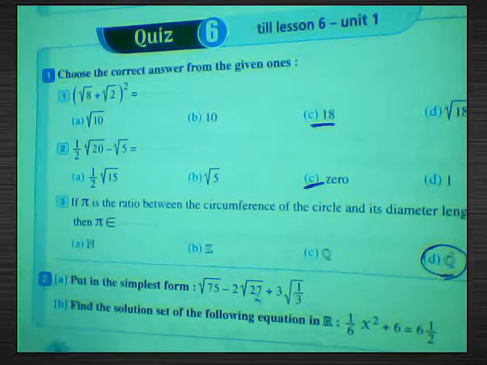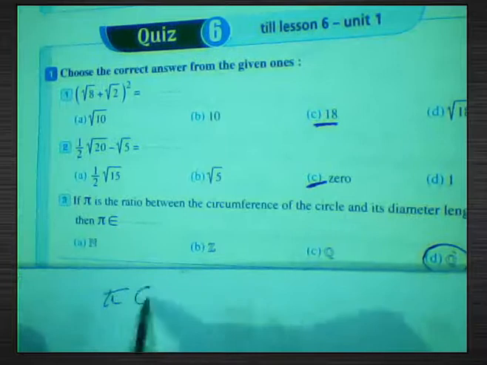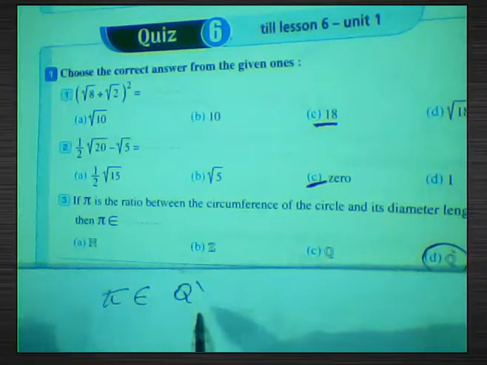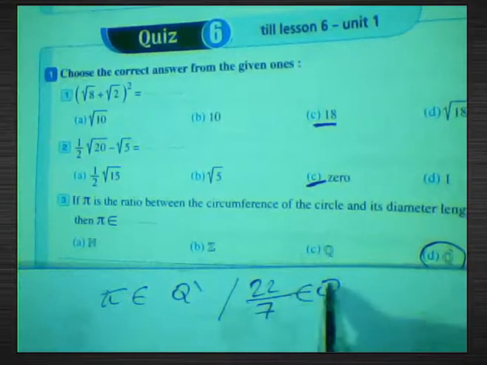We have a difference between pi and 22 over 7. Again, pi belongs to Q dash, it's an irrational number, but 22 over 7 belongs to Q, it's a rational number.